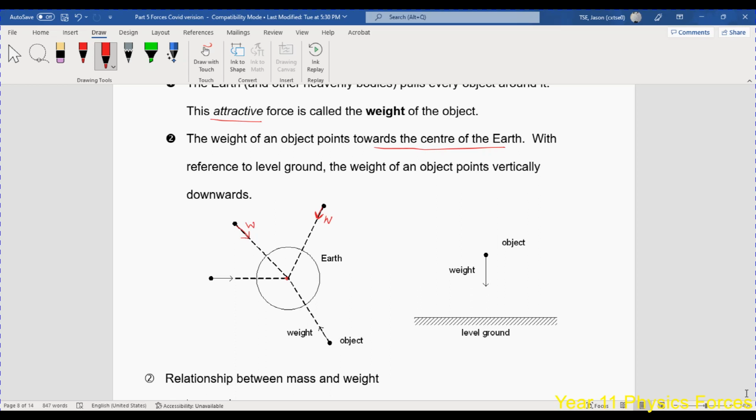We're on the Earth. So the more common thing is when we are very close to the Earth, the weight of the objects points vertically downwards. So in this case, you draw the weight, and this weight is perpendicular to the ground, perpendicular to the horizontal level. So that's why it's vertically downwards. That's how we can draw the weights.